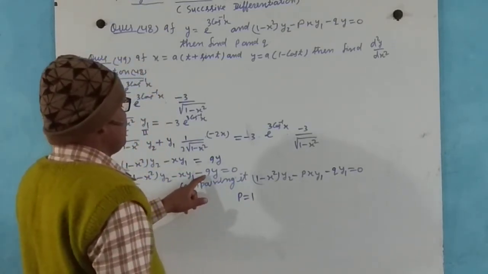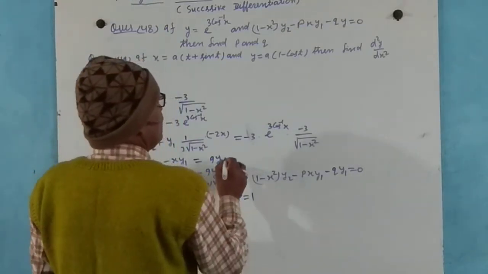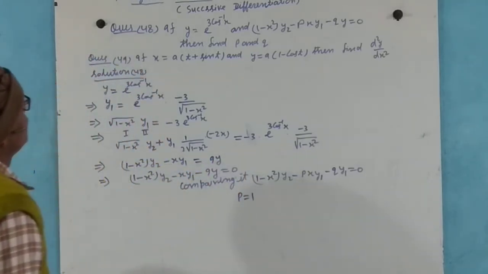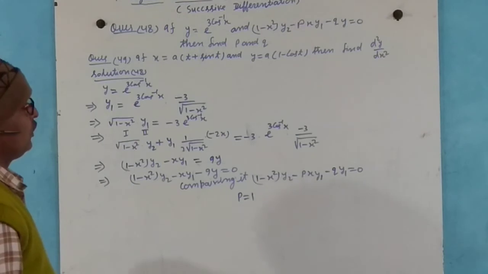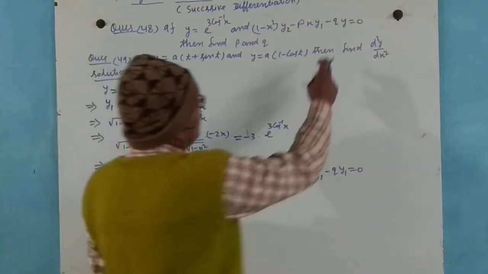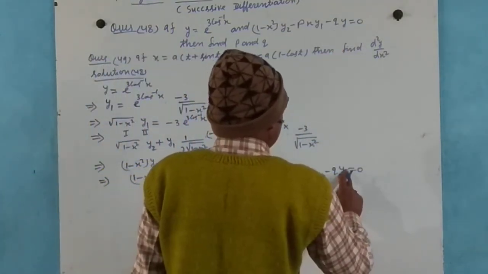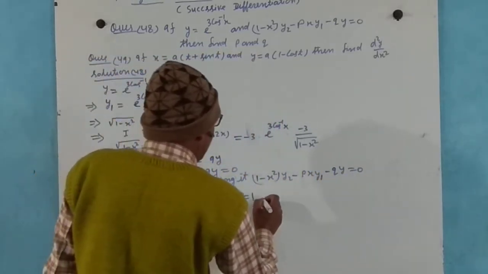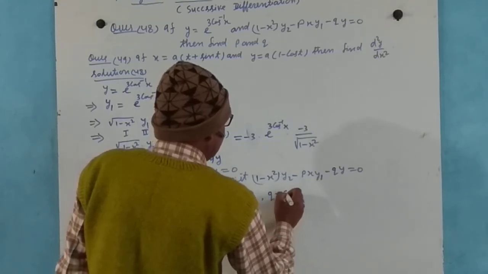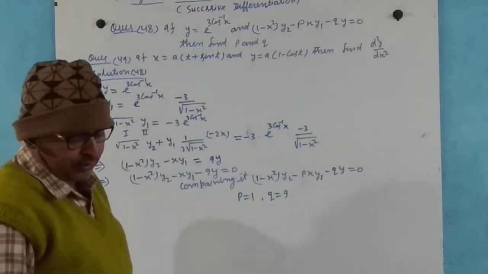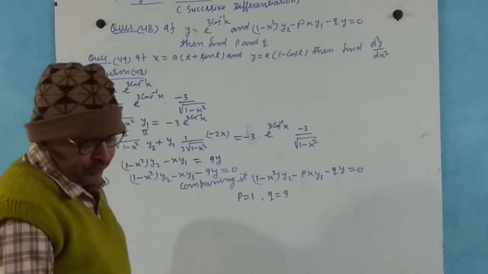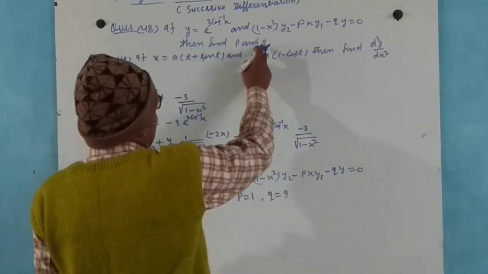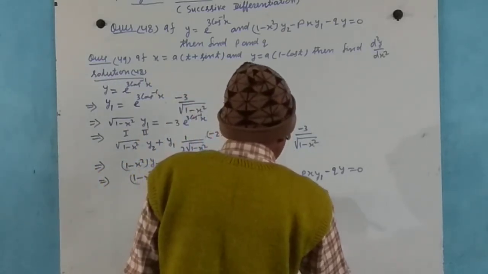and minus 9. Here in this case q is this, so that q is equal to 9. It means that p is equal to 1 and q is equal to 9, and we have to find the value of p and q. This is our answer.